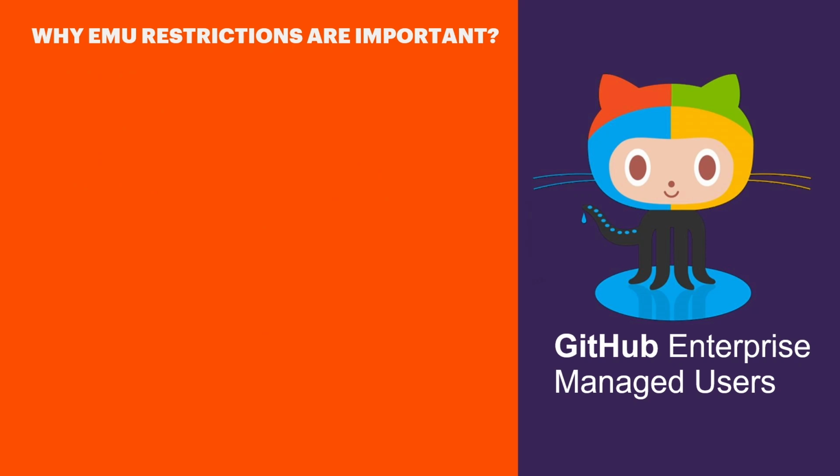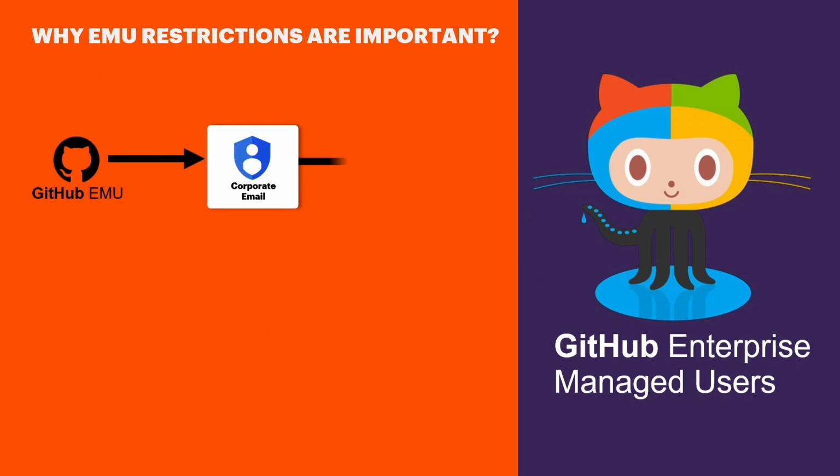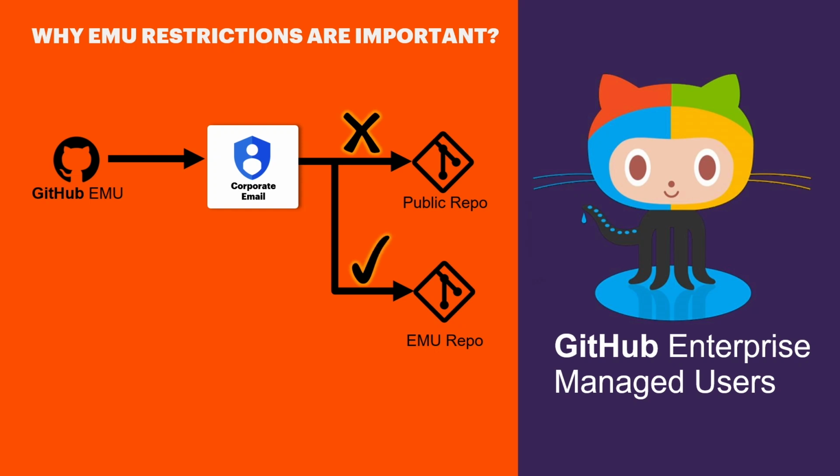So, why does this setup matter? Because EMU accounts are exclusive to your organization's environment. They can't access public repositories or collaborate with external GitHub organizations, even if they are public. Only IT-managed identities can access the company's repositories, keeping internal work secure and compliant.